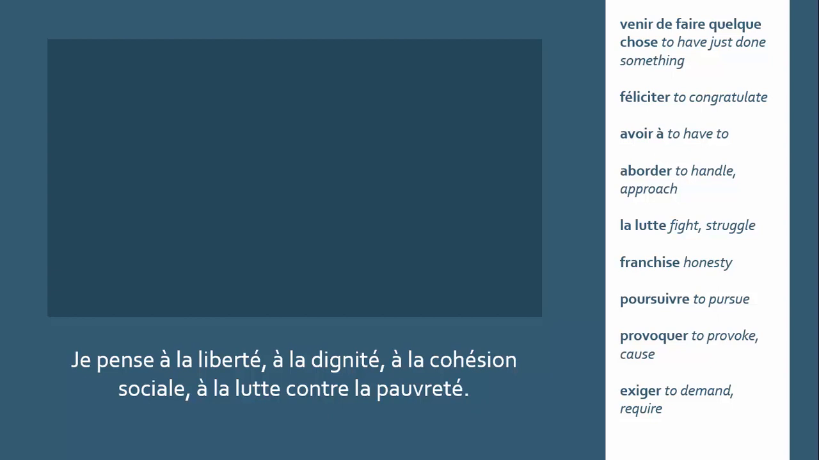So one thing I want to highlight here is we have an expression, je pense à, I'm thinking about. And notice, because we have a list that follows that, he repeats the à. This is very, very common in French. It's not necessary. You could say, je pense à la liberté, la dignité, la cohésion sociale, la lutte contre la pauvreté. That would be fine. But there's a tendency in French to repeat the preposition in that expression. So, je pense à la liberté, à la dignité, à la cohésion sociale, à la lutte contre la pauvreté.